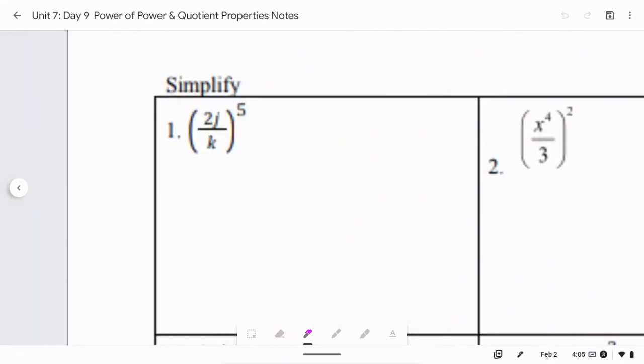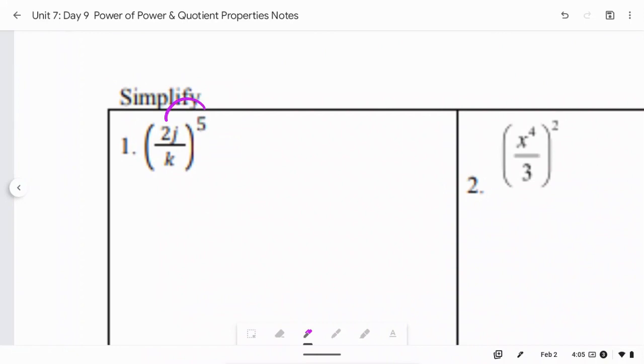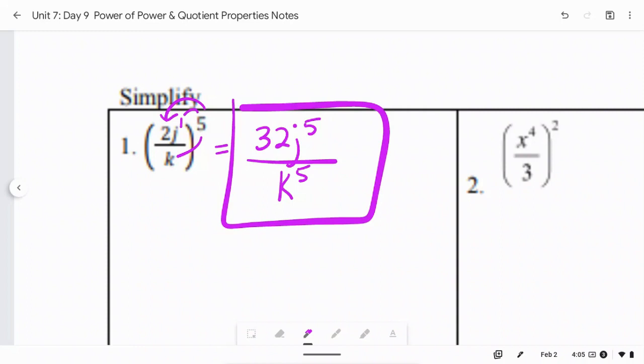In example 1, let's distribute first. So always distribute first. 2 to the 5th power is 32, and then multiply exponents. J to the 5th over k to the 5th. And then I can't reduce anything because I can't subtract the j and the k since they're different bases. So that's your final answer.